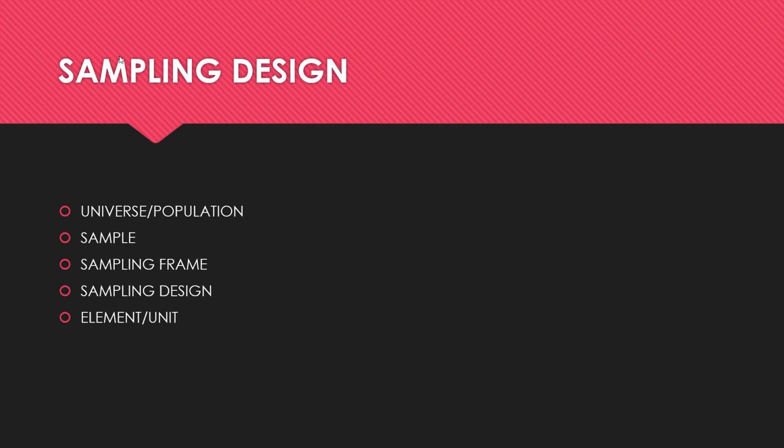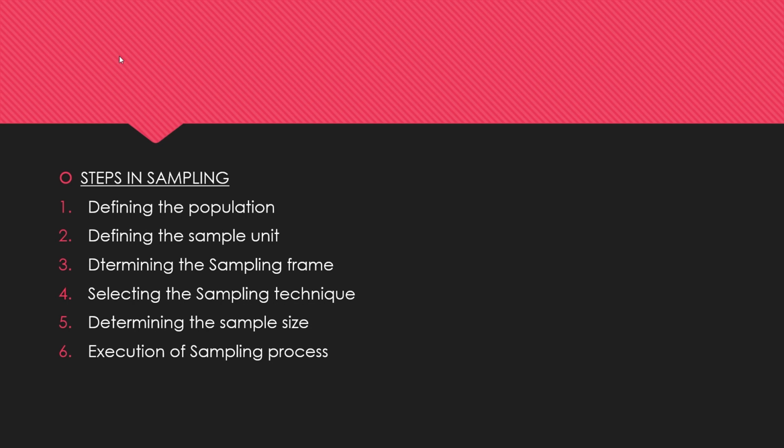Now we can study the last point, that is element or unit. It's known as sampling unit. An element refers to the object about which or from which the information is to be collected. A sampling unit could be an individual, institution, etc. Now we can study the steps in planning. Now we can go to the next important topic, that is the steps in sampling.